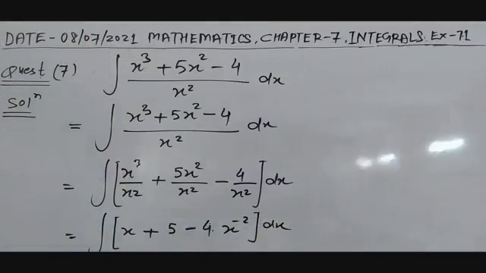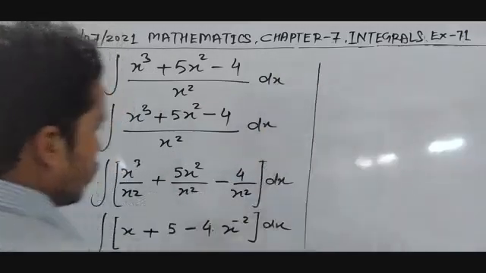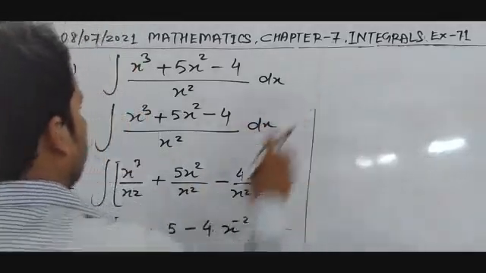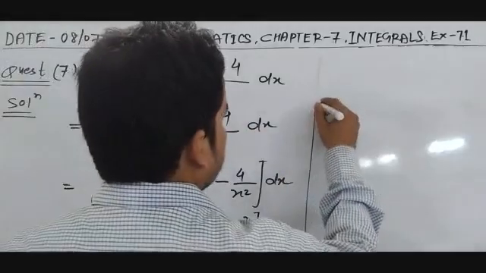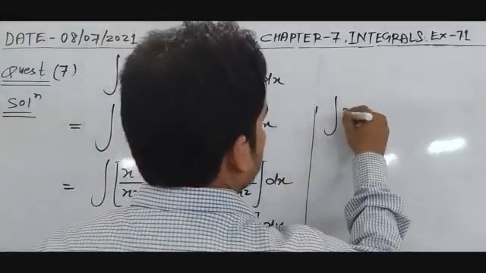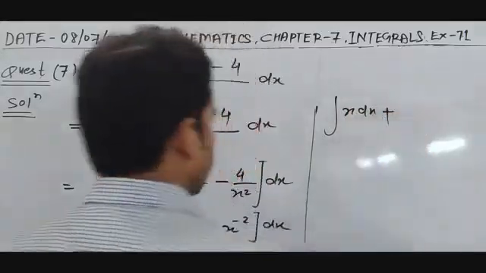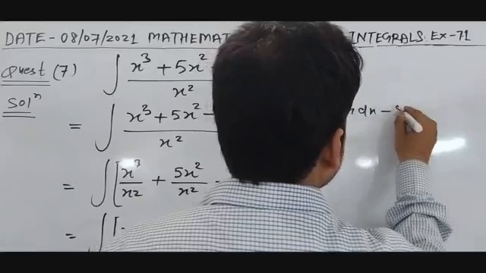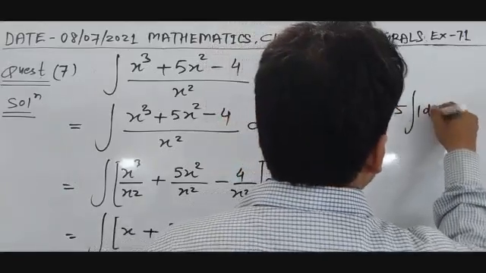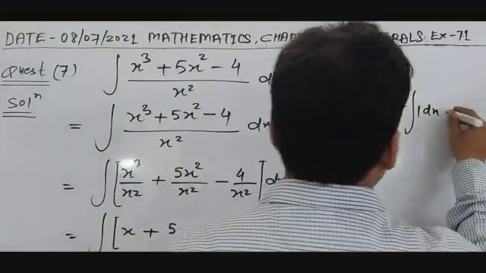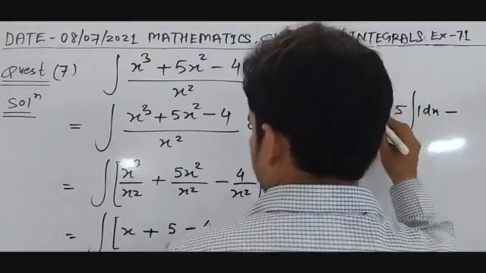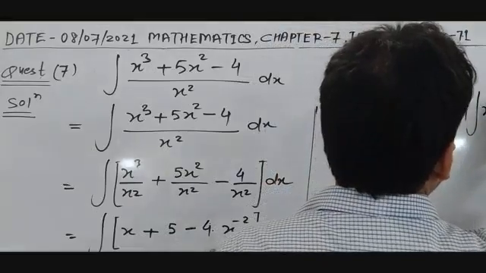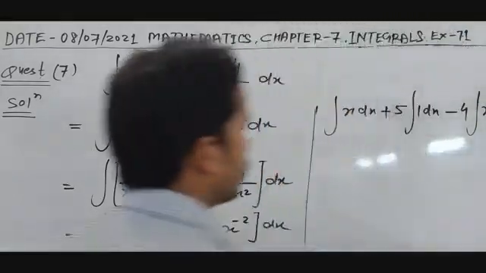So now you see here: the integration of x dx plus 5 times the integration of 1 dx, minus 4 times the integration of x to the power minus 2 dx.